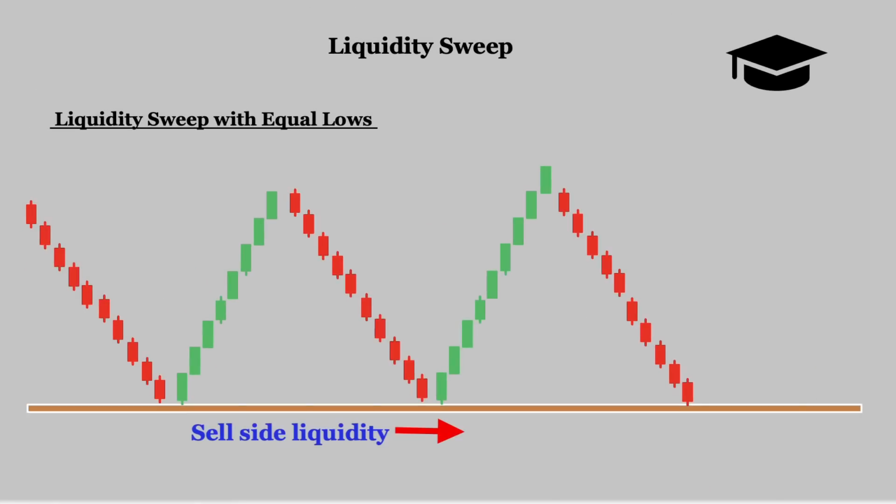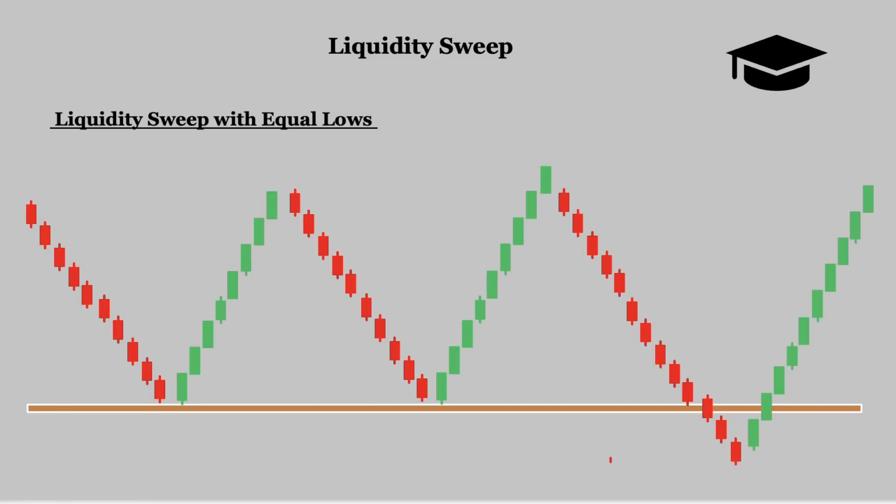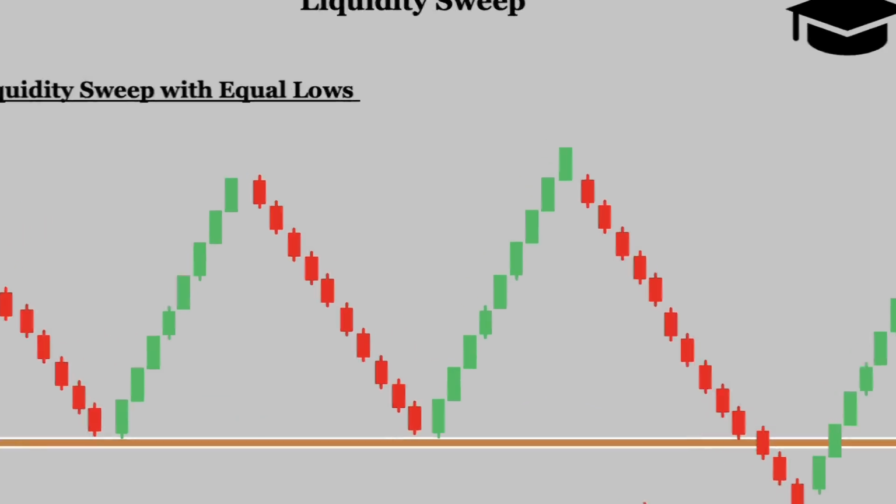The second is a liquidity sweep with equal lows. The price pushes down toward equal lows, a zone where sell-side liquidity gathers. Traders who expect the price to rise often place sell stops below these lows to protect their positions. The price breaks below those equal lows, triggering these sell stops and luring other traders into short positions. Then, the price suddenly reverses upward, hitting stop losses for short traders and trapping them.